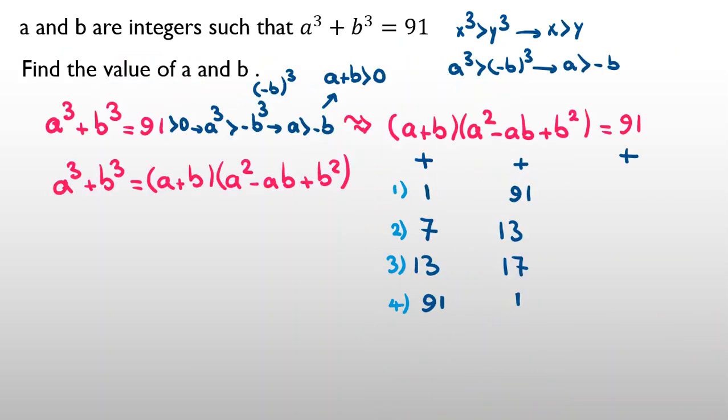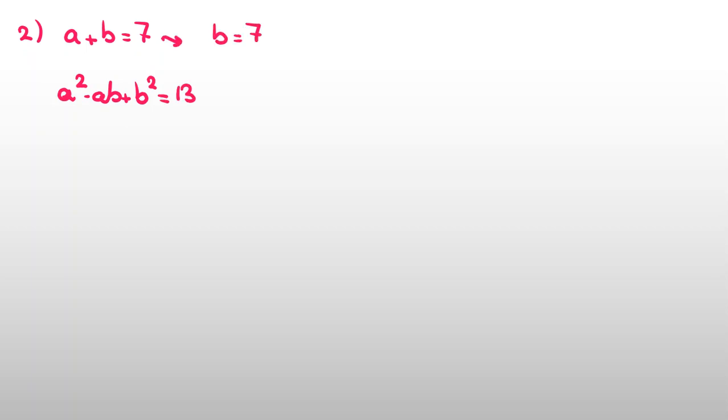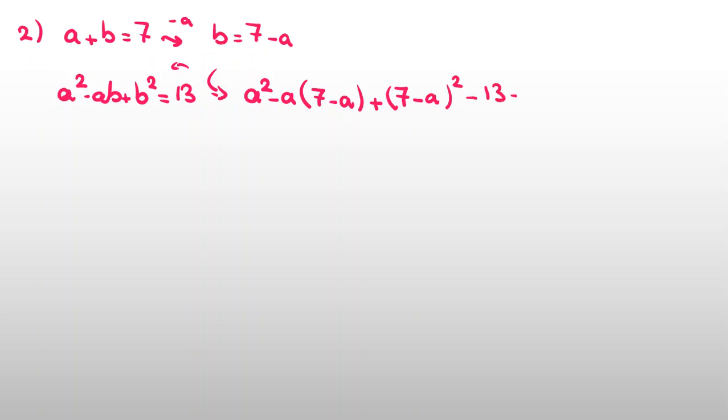Okay, case 1 is this. Now, case 2, a plus b is 7 and a squared minus ab plus b squared is 13. From here, we can conclude b equals 7 minus a, if we subtract a from both sides. And if I replace here, a squared minus a times (7 minus a) plus (7 minus a) squared equals 13. Let's take 13 to the left hand side, negative 13 equals 0.